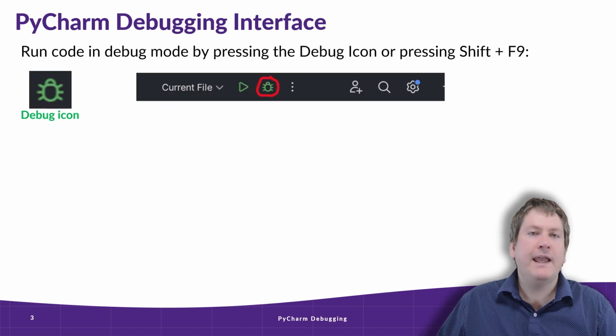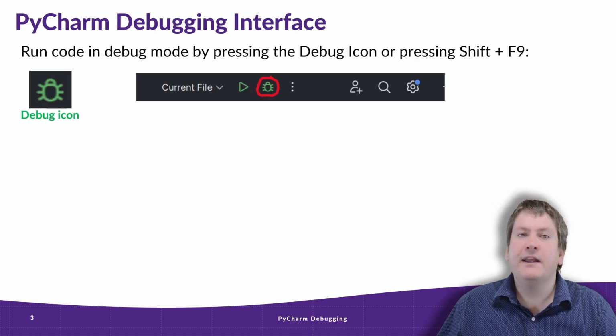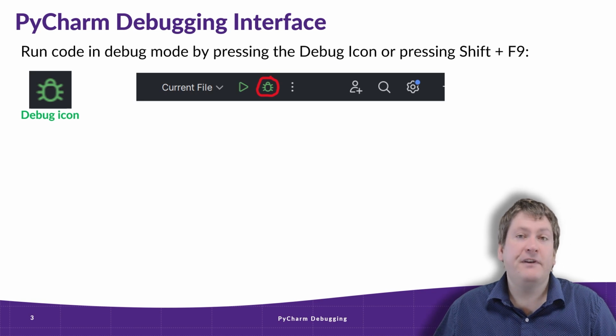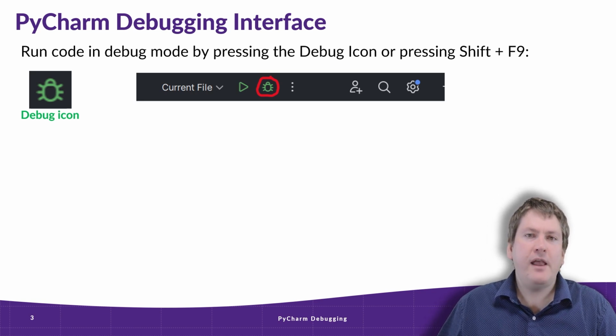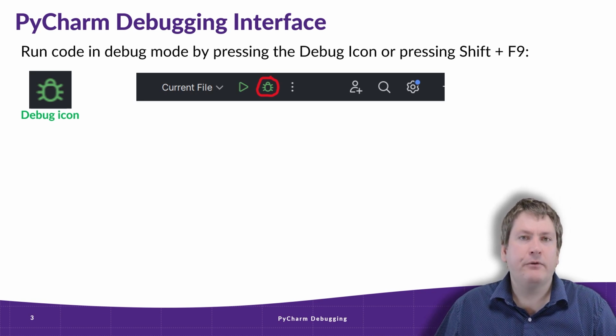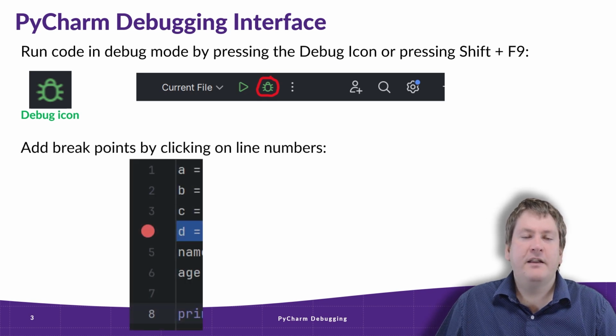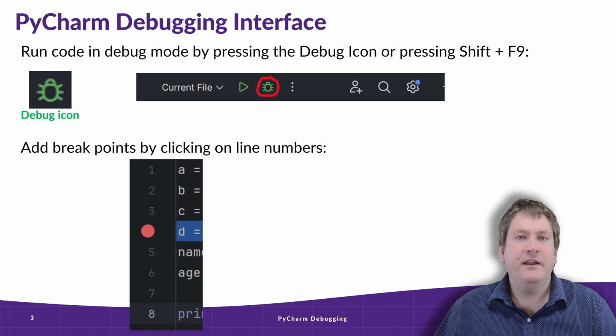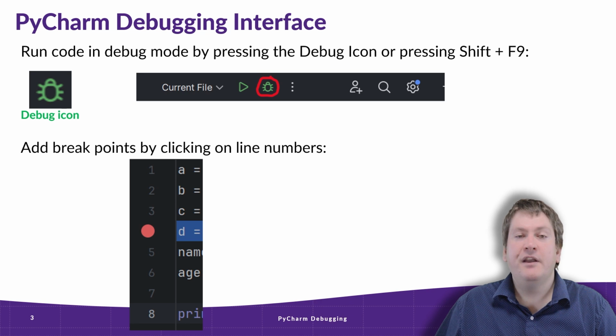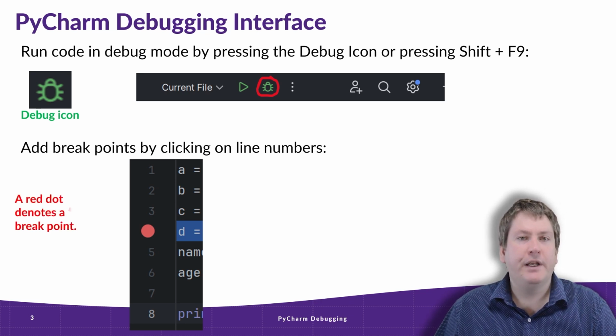And remember, the way we get into the debugging environment is by clicking the debug icon, or Shift F9 on Windows. And this icon is located right by the Run button in your PyCharm interface. Now, the first thing we should talk about are adding breakpoints, and this is one of the most helpful things that a debugger provides. So in PyCharm, to add a breakpoint, you simply click on the line number next to the line that you want to add a breakpoint to.